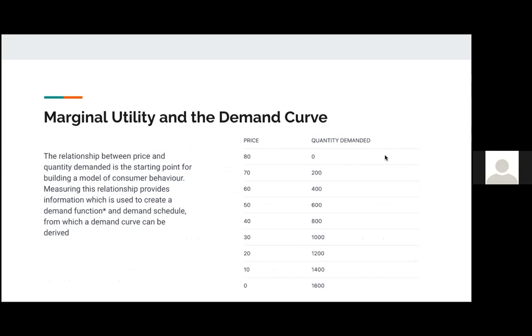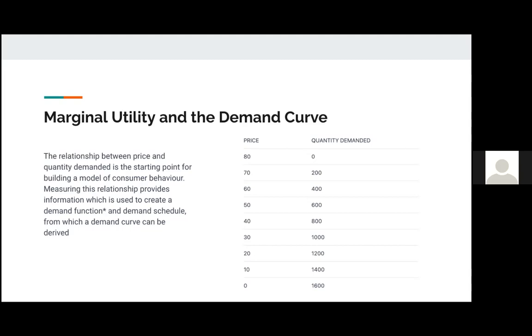So I mentioned that we're going to look at marginal utility on the demand curve, and I said that the law of diminishing marginal returns will be important when looking at this. The relationship between price and quantity demanded is the starting point for building a model of consumer behavior. If we were to measure this relationship, it will provide information which we'll then use to create a demand function, then a demand schedule, and then a demand curve. That is, if we look at the price and the quantity demanded at various price points.